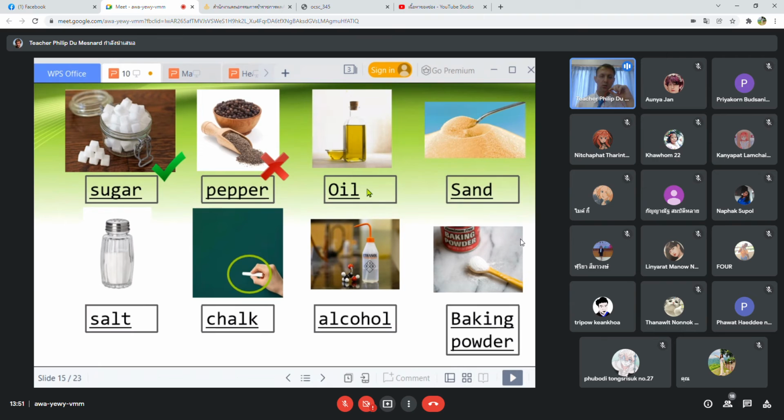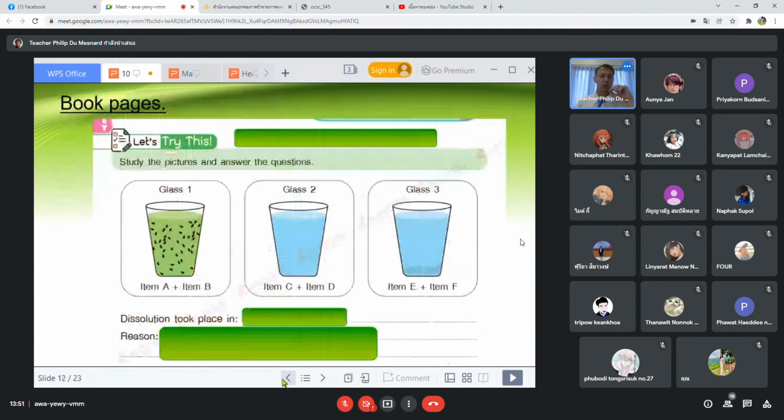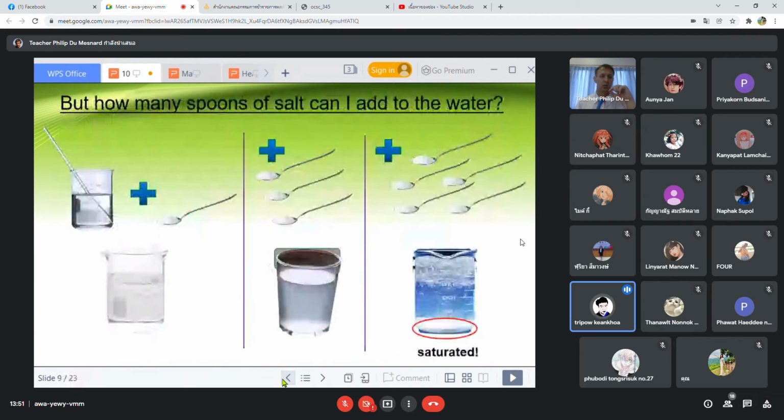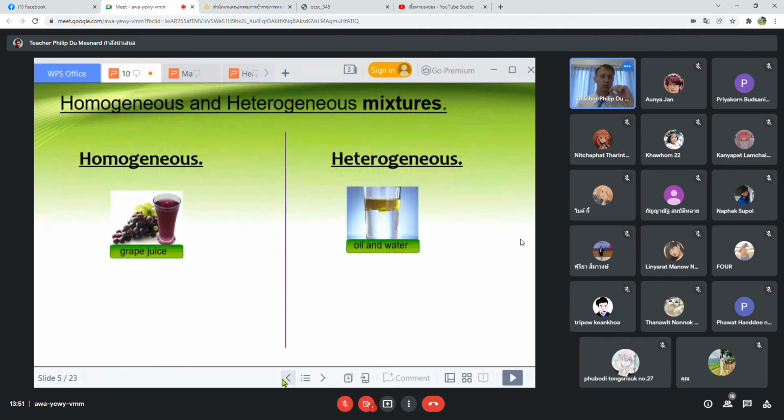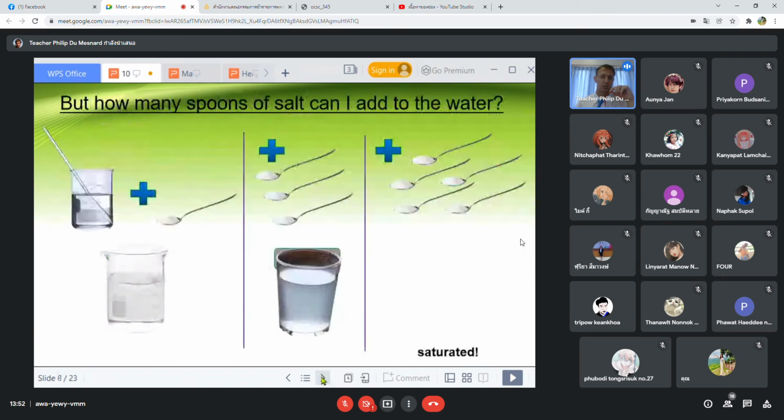Can oil dissolve in water? Yes or no? No, it cannot. Let's go back. I had a picture here somewhere. I will show you. So let me show you. Here, do you see this picture? Is the oil and the water? It does not dissolve. It does not mix. So oil and water, no, it does not mix. Let's continue.